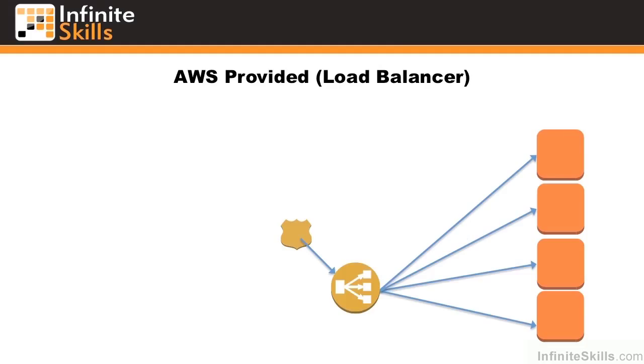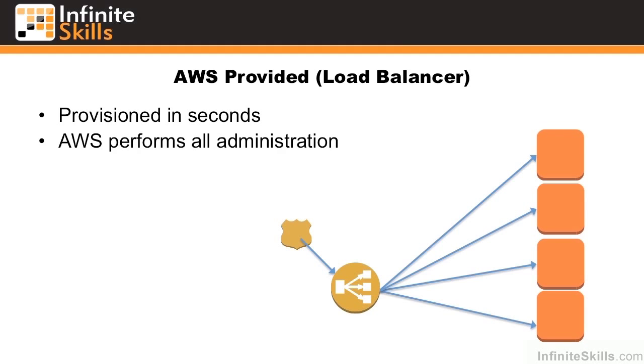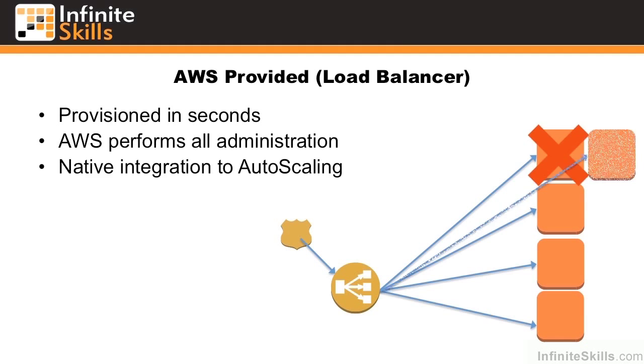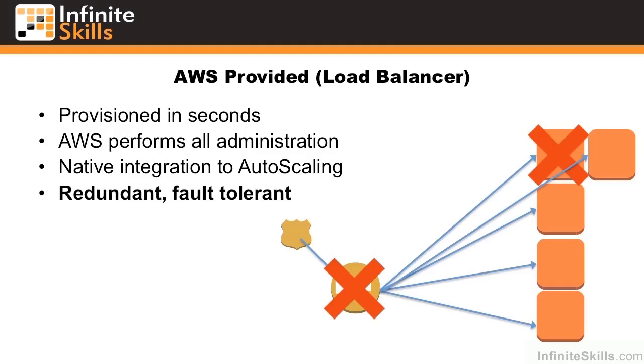If you look at an AWS-provided load balancer provided through the ELB function, you get provisioning in seconds or minutes. You can spin these things up very easily and very simply. AWS performs all the administration, taking care of the HA in the back end so that it doesn't fail on you. And it has native integration with auto scaling, so that when you lose a server behind the ELB, another server spins up automatically. It's also redundant and fault tolerant, so that if they lose the underlying hardware that an ELB machine is on, they spin up other machines behind it. What they actually do in the ELB function is have several ELBs running at any given time, so that if you lose a single one, you don't lose your whole load balancing function.